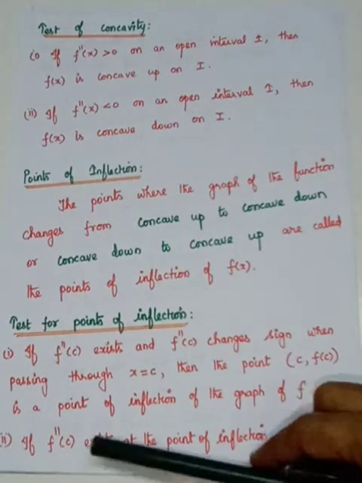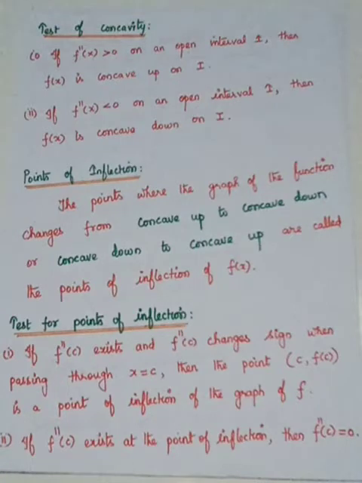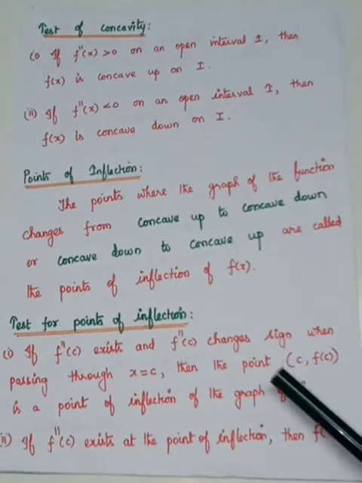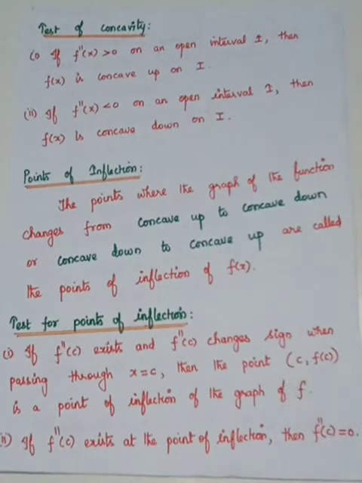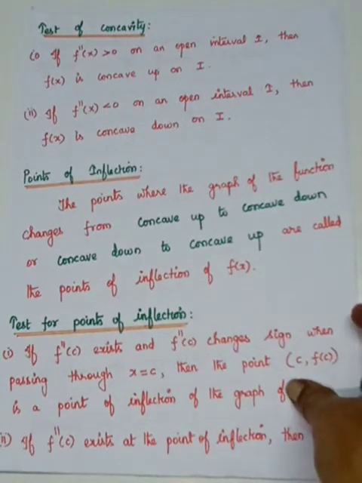And see the second point: if f double dash of c exists at the point of inflection, f double dash of c should be equal to 0. So this is the necessary condition. What is that condition? Before and after the point, in the interval, f double dash of x changes its sign. This is very important. F double dash of c changes sign when passing through x equal to c, and f double dash of c exists, it should be equal to 0. So the point c comma f of c is called the point of inflection.